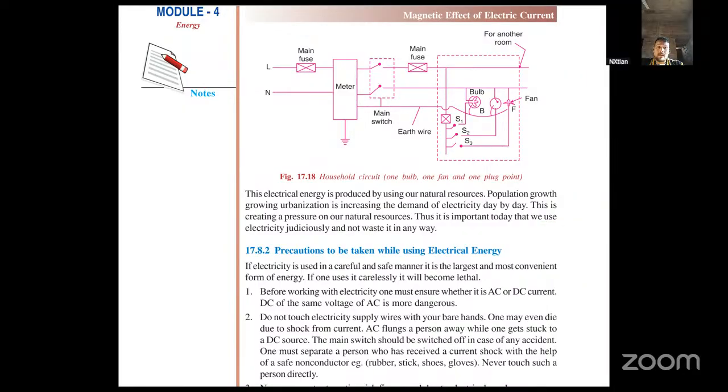Power is equal to V squared by R, and R is resistance. R is also constant, because resistance is a constant property of an appliance.